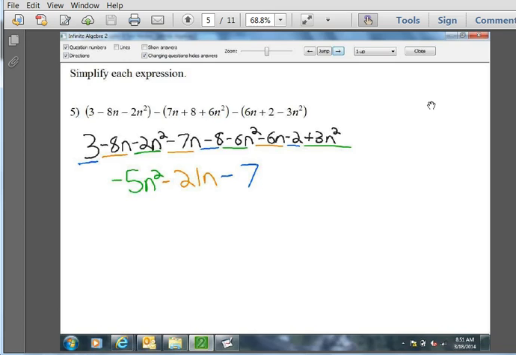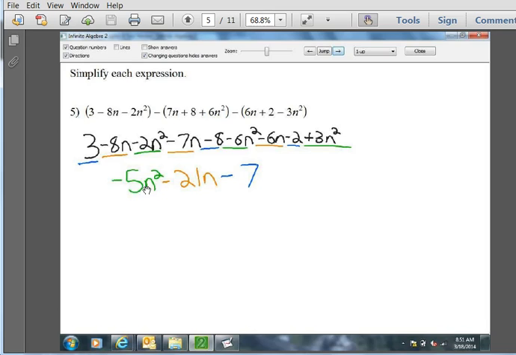And then from here, it just becomes a game of combine your like terms. Notice all the highlighted things in blue. 3 minus 8 minus 2. Negative 7. That's negative 8n minus 7n minus 6n, negative 21n. Negative 2n squared minus 6n squared plus 3n squared, negative 5n squared.